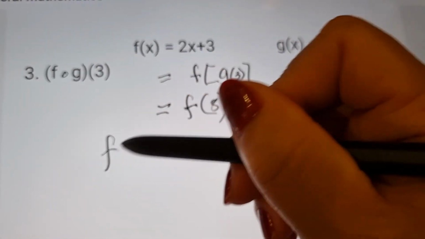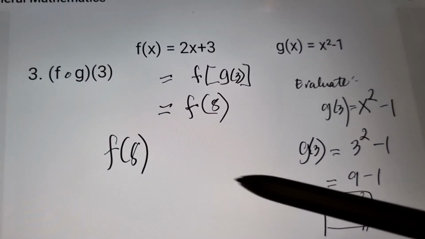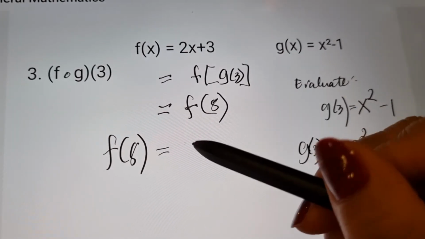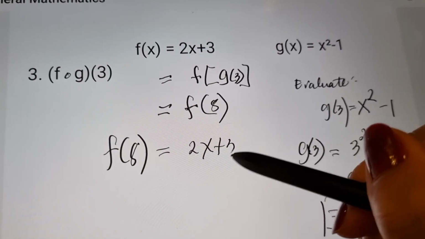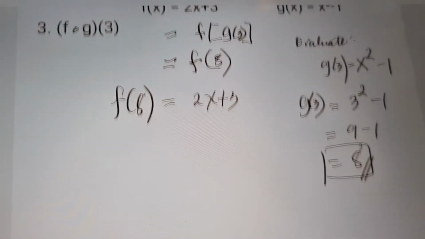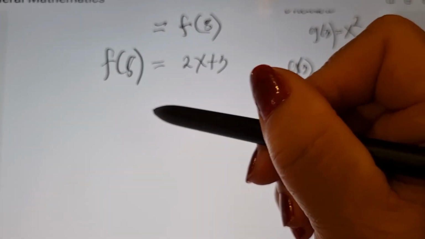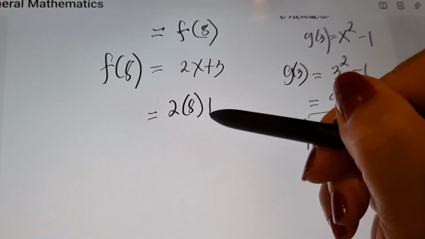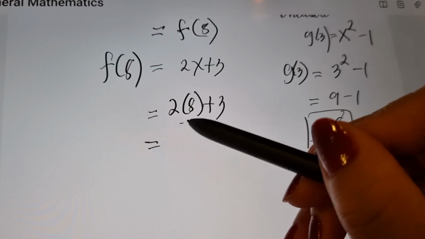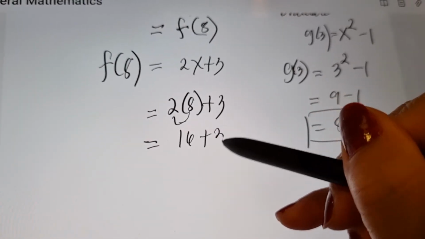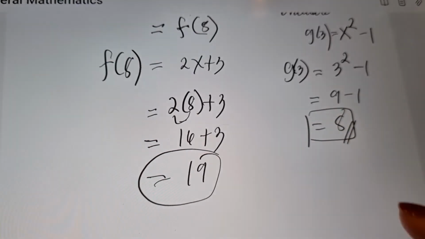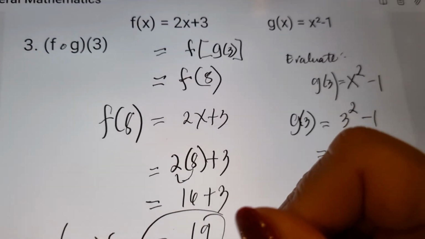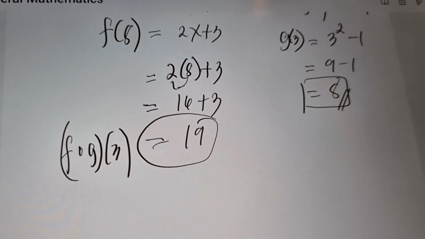Okay, now we can evaluate f of 8. And that is, of course, we're going to use the f of x, which is 2x plus 3. So now, instead of x, you write 8 plus 3. I mean, 2 times 8, this is 16, plus 3 is equal to 19. This is the final answer. This is now f of g of 3 is equal to 19.